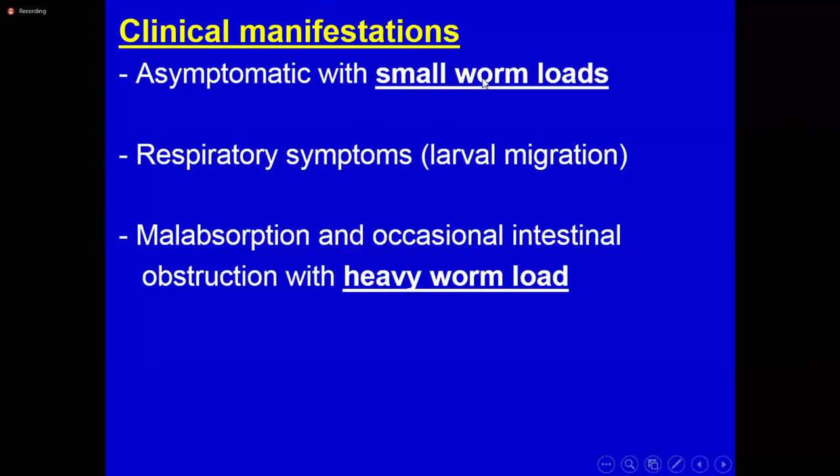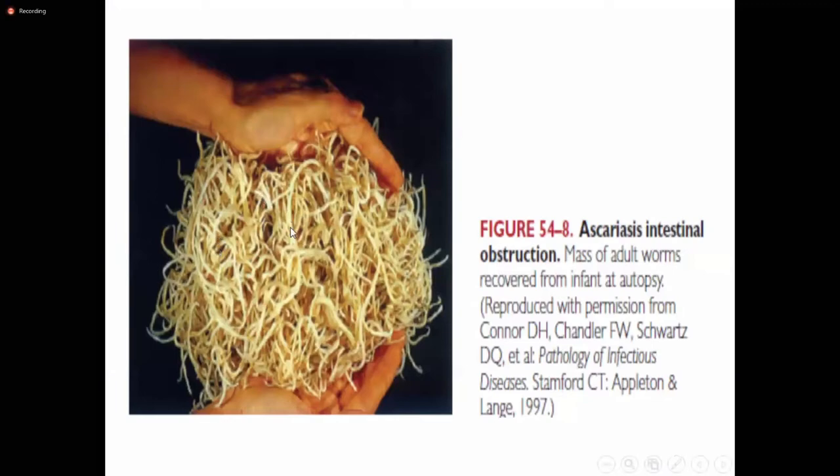Clinical manifestation: asymptomatic if you have a few worms, but it will be symptomatic if you have many worms, which is called worm load. Respiratory symptoms are due to larval migration. You get malabsorption, sometimes even intestinal obstruction if you have a heavy worm load. You can see this is a very heavy worm load. It can cause intestinal obstruction.